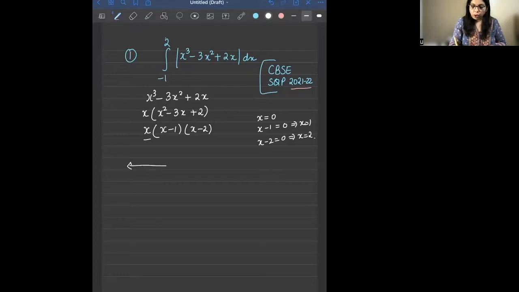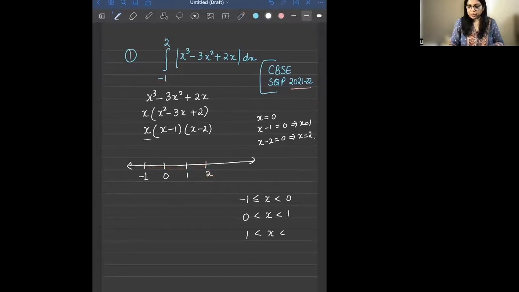Now we will plot these points on the number line in ascending order. Let us check the limits of the integral. Lower limit is -1, upper limit is 2. We already have 2 in our intervals, but we don't have -1. So let us add -1 to our interval. So we get 3 intervals, -1 to 0, 0 to 1, 1 to 2. So let us write these intervals: -1 less than or equal to x less than 0, 0 less than x less than 1, 1 less than x less than or equal to 2.